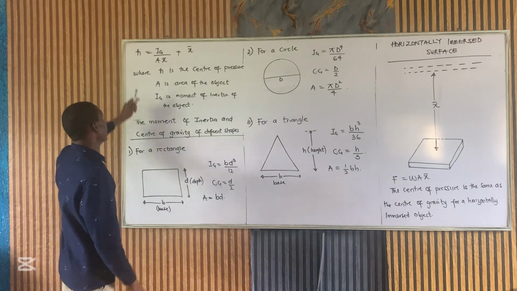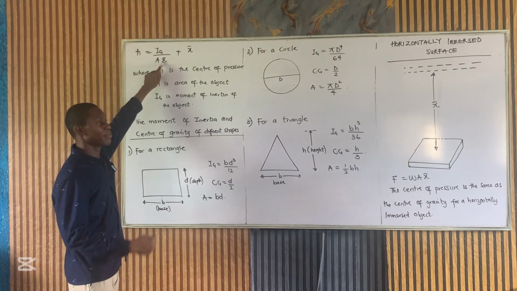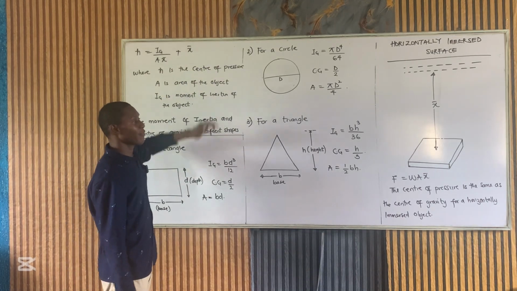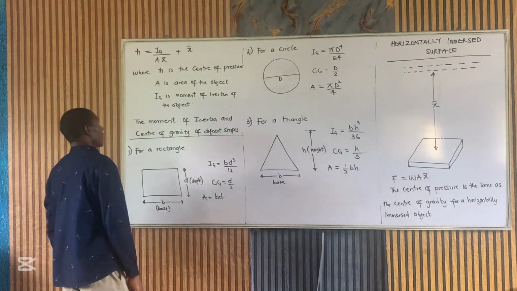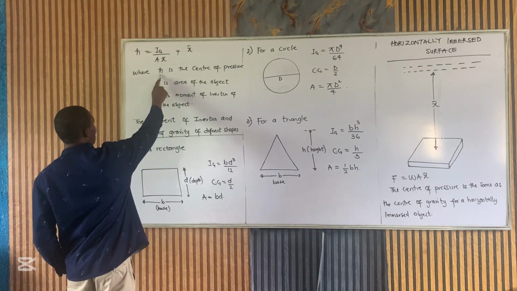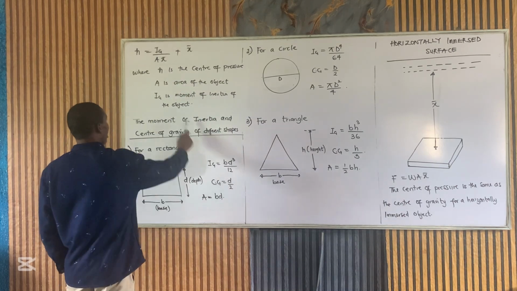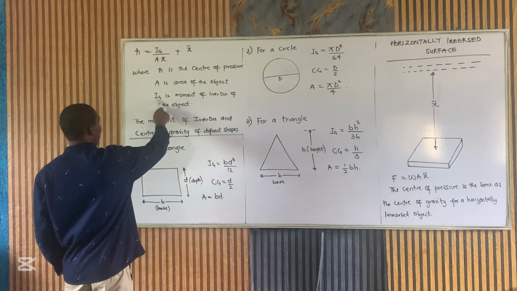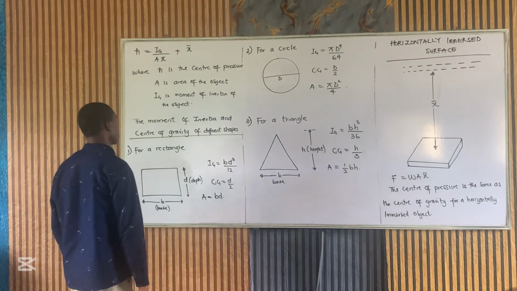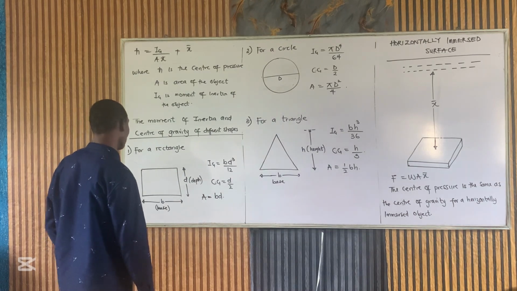We have our center of pressure to be the moment of inertia over area times the distance from the center of gravity to the free surface of the liquid, plus that distance from the center of gravity to the surface of the liquid. So, like I said, this is how we represent the center of pressure. We have A as the area of the object, and IG is the moment of inertia of the object. So let's look at the moment of inertia and center of gravity of different shapes with their area as well.